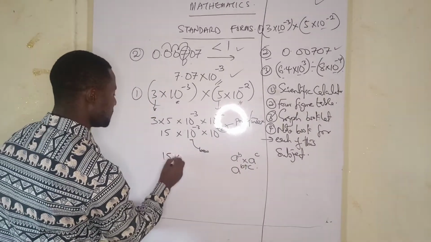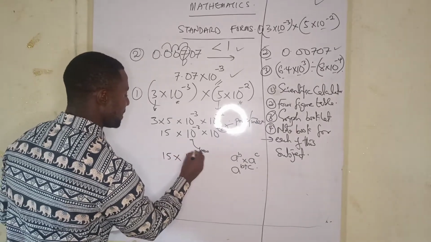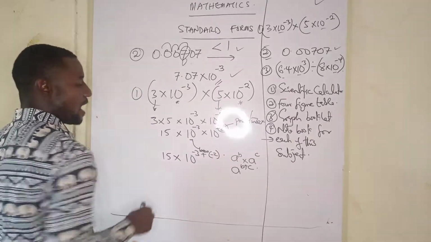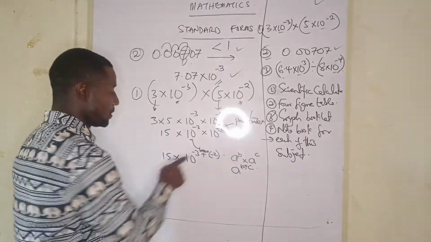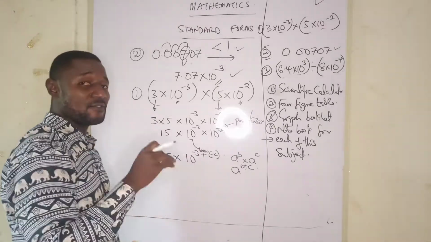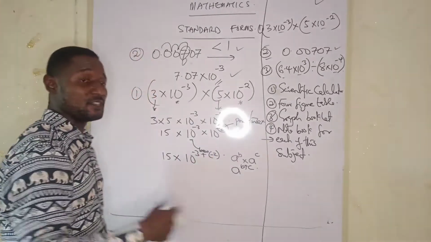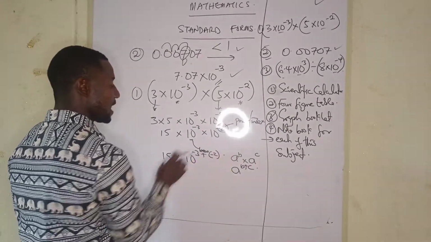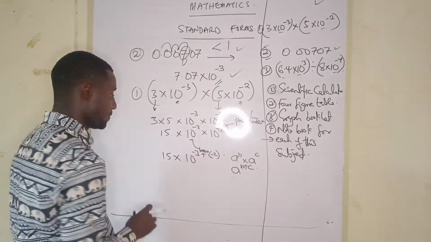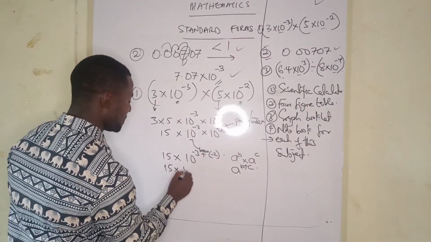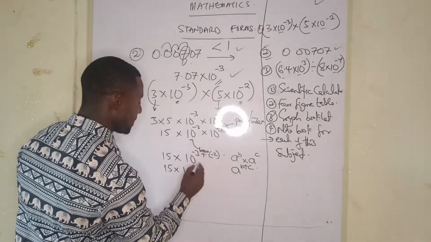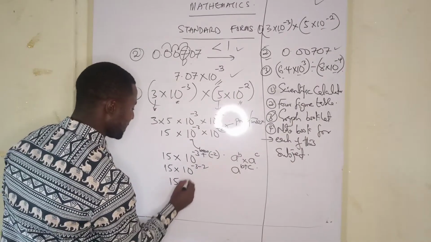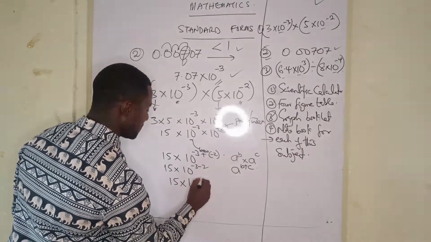It becomes 15 times 10 raised to the power minus 3 plus minus 2. Now, I want you to be very careful when you see minus, because a negative to any value will negate anything you are doing or will change the value of whatever you are doing. And that is why at this point in time, you have to put a bracket where you have a minus. Then in this case, it becomes 15 times 10 raised to the power minus 3 plus minus 2. Plus times minus will give you what? Minus. So which will give us 15 times 10 raised to the power what? Minus 5.